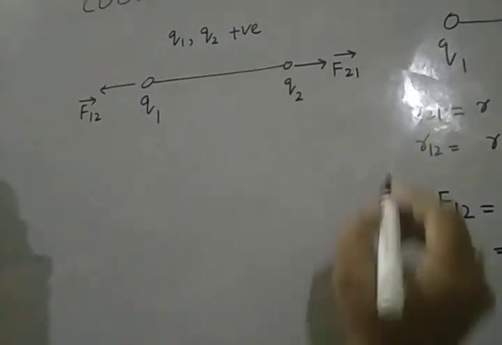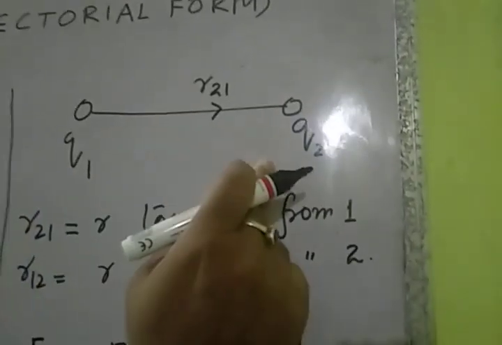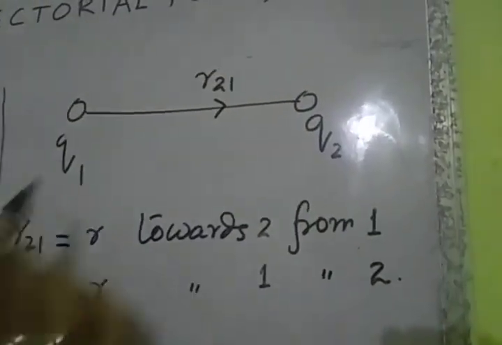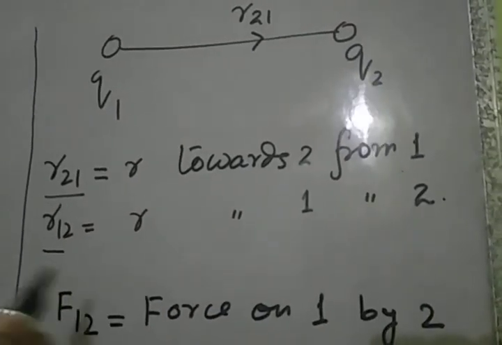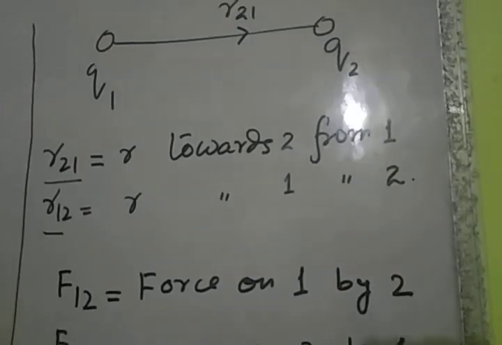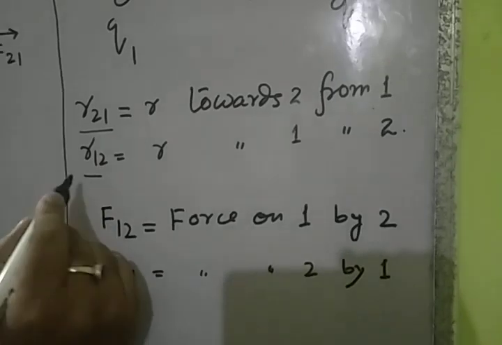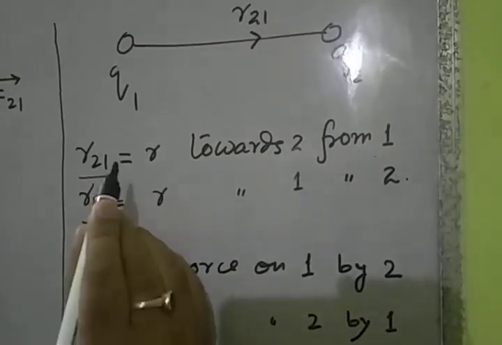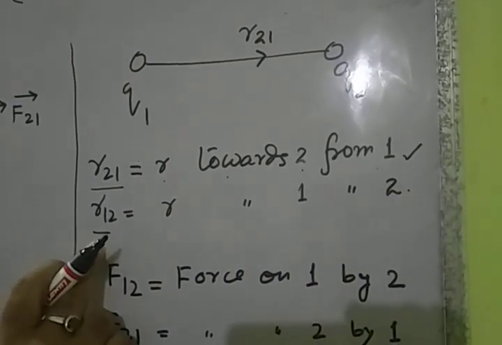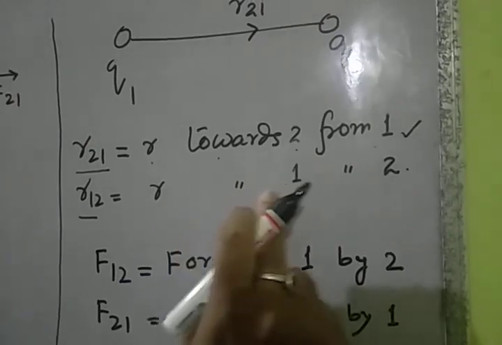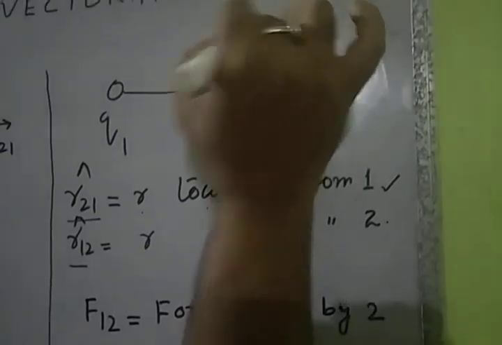See, you have to understand very carefully. Two charges Q1 and Q2 separated by a distance. Here R21 and R12, they are the position vectors. See, they are vectors, position vectors. You must have studied position vectors in 10+1. Okay, this is position vector. So what is R21? R21 means R towards 2 from 1. What is R12? R towards 1 from 2. That means they are vectors. Okay, they are vectors.